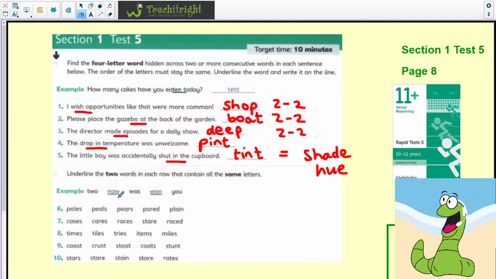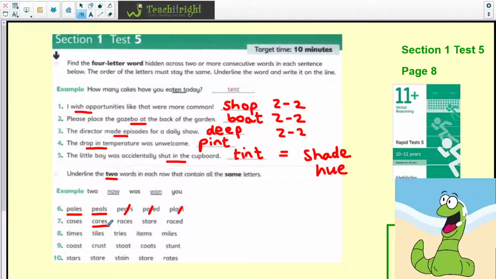Okay, let's have a look at the next question type. We have done these before. Underline the 2 words in each row that contain all the same letters. So let's see if we can work these ones out. So we've got pails. So I always start with the first word, and then it's worth sort of looking across. In actual fact, these are really close together. Peels and pails, they both have the same letters. We can rule out that one. Rule out that one. Rule out that one. So it's always looking for the letters that are the same.